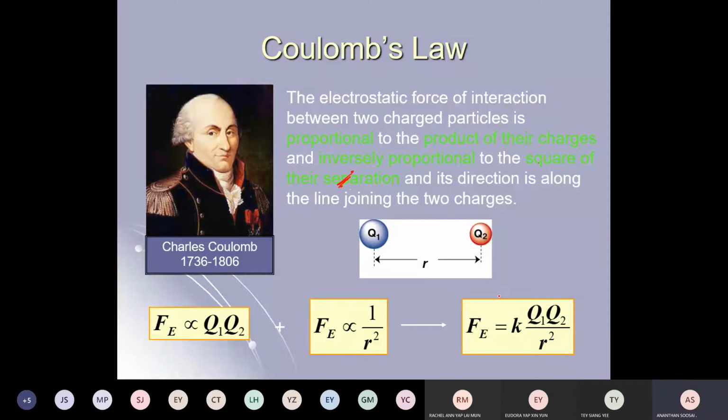For gravity the force is F equals GMm over r squared. The same form: instead of mass, it is charge. The m has been replaced with the Q, and the constant is no longer G. It's a new constant K, and of course it has a different value than G.